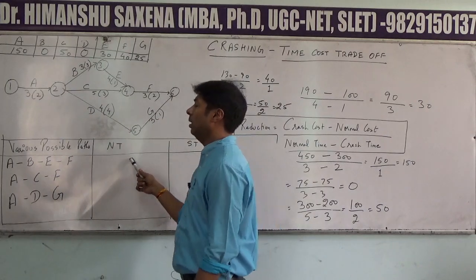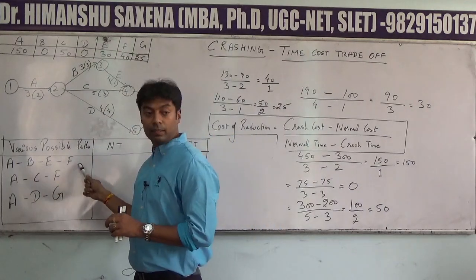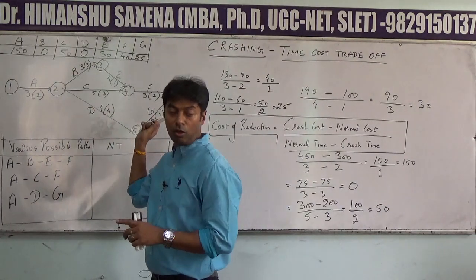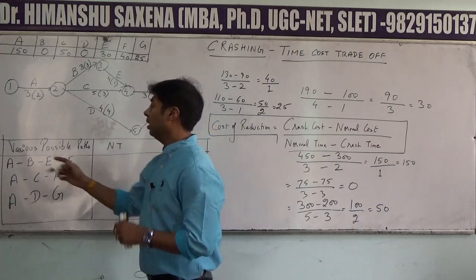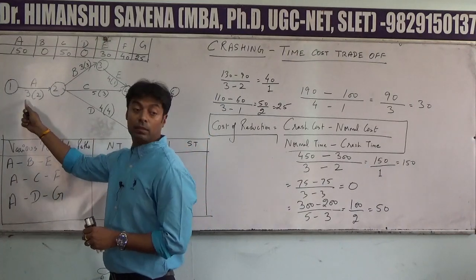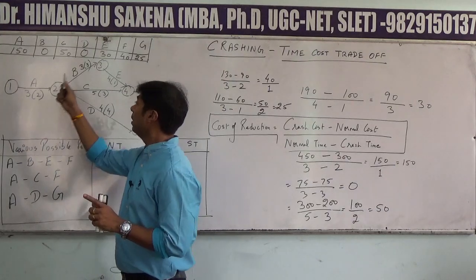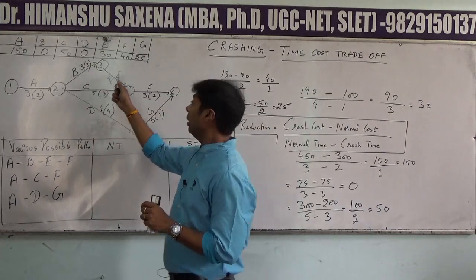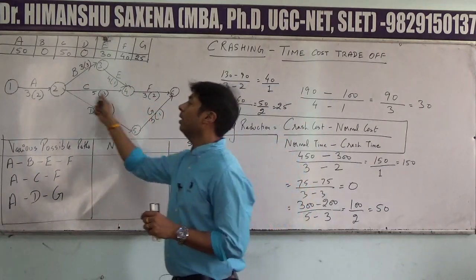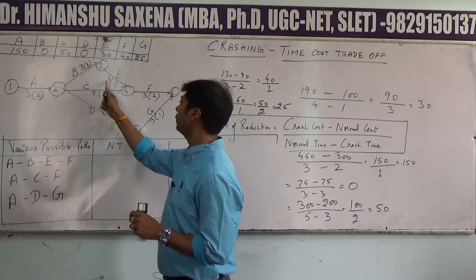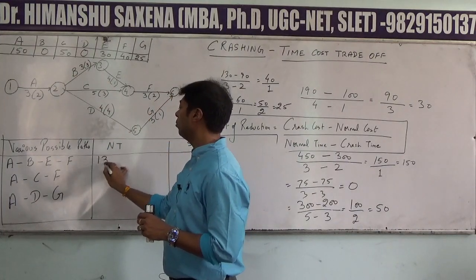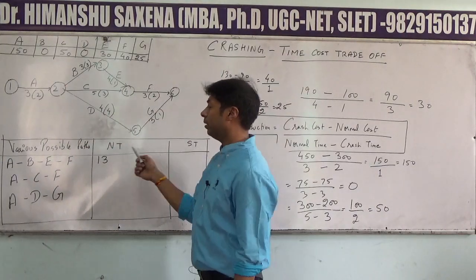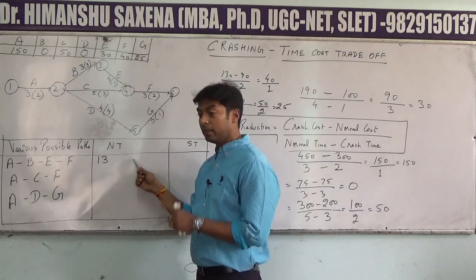Now the normal time. As far as the first path is concerned, ABEF, we have to add all the values of the normal time to get the total normal time. Now for ABEF, the normal time of A is 3, normal time of B is also 3, normal time for E is 4, and the normal time of F is 3. So 3 plus 3, 6 plus 4, 10, plus 3 will be equal to 13. Right? Adding all these values of normal time, we will get the total normal time of ABEF as 13.